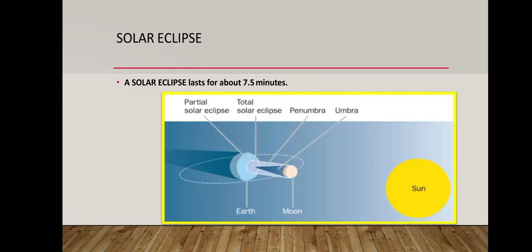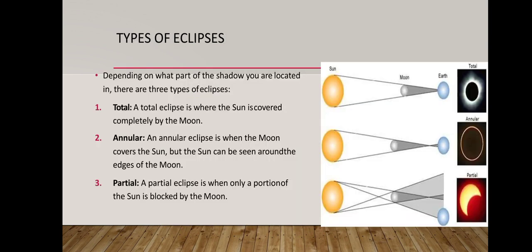And if we look at the average time of a solar eclipse, it is just about 7.5 minutes. So here are the three main types of eclipses on the basis of what part of the shadow you are located in. Wherever the shadow of the moon on the earth is darker, it will be a total eclipse, and where it is lighter, it will be called partial, and so on.